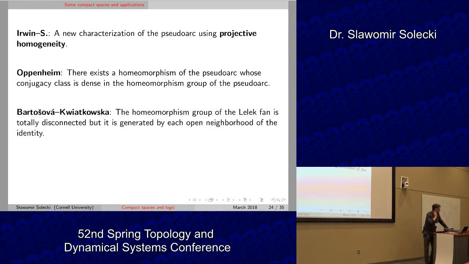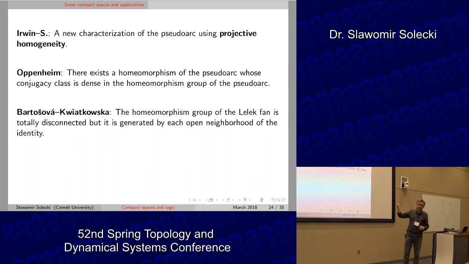Then Bartoszowa and Kwiatkowska got the following result, also using this method, looking at the Lelek fan. So the homeomorphism group of the Lelek fan is totally disconnected, but it is generated by each open neighborhood of the identity. If you are familiar with locally compact groups, this is an unexpected property, because for locally compact groups, if you are totally disconnected, you have arbitrarily small open subgroups.